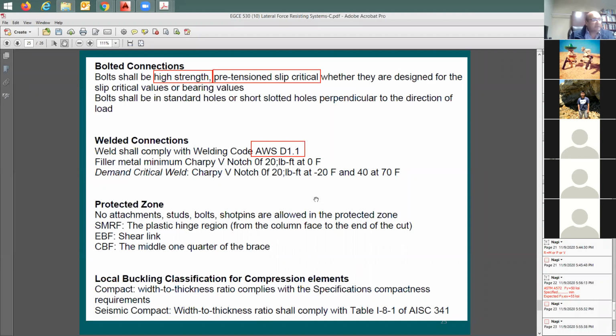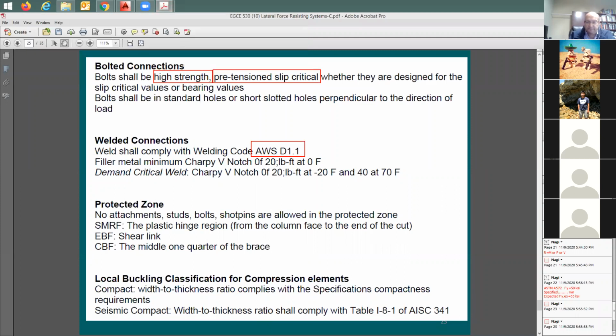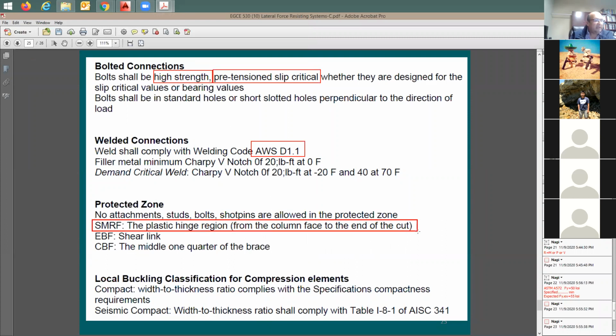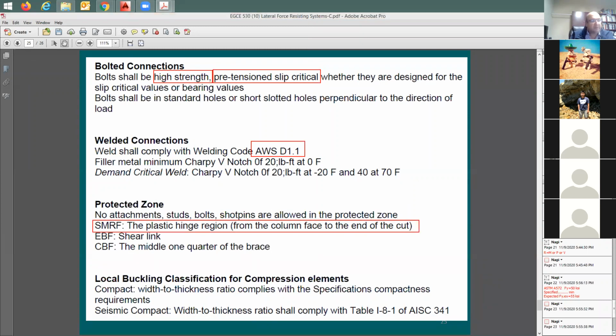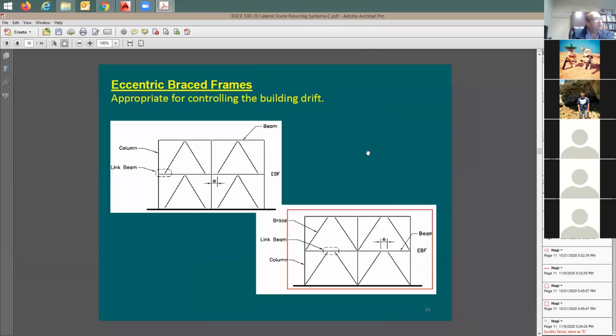All right. So next to that, we need to talk about this protected zone, which is very critical here. And this protected zone is going to be a very good potential question. It says here, protected zone in the SMF, in the special moment frame, is going to be where? It says here, at the plastic hinge region, from the column face to the end of the cut. What cut? Let me put here the previous slide set, the old one. I'd like to see what cut you're talking about.